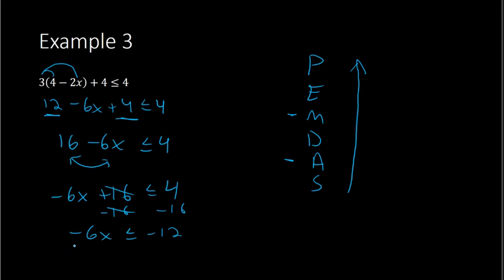And then from here, this is negative 6 being multiplied by x. So to move it over, I do the opposite, which is divide. So I divide both sides by negative 6. When I do that, I have x on the left, and then on the right, negative 12 divided by negative 6 would be a positive 2.